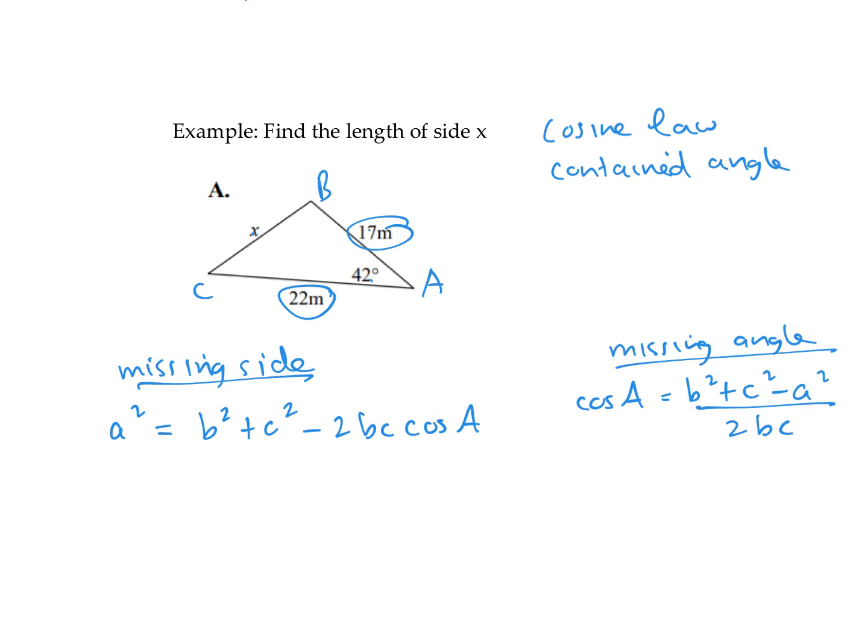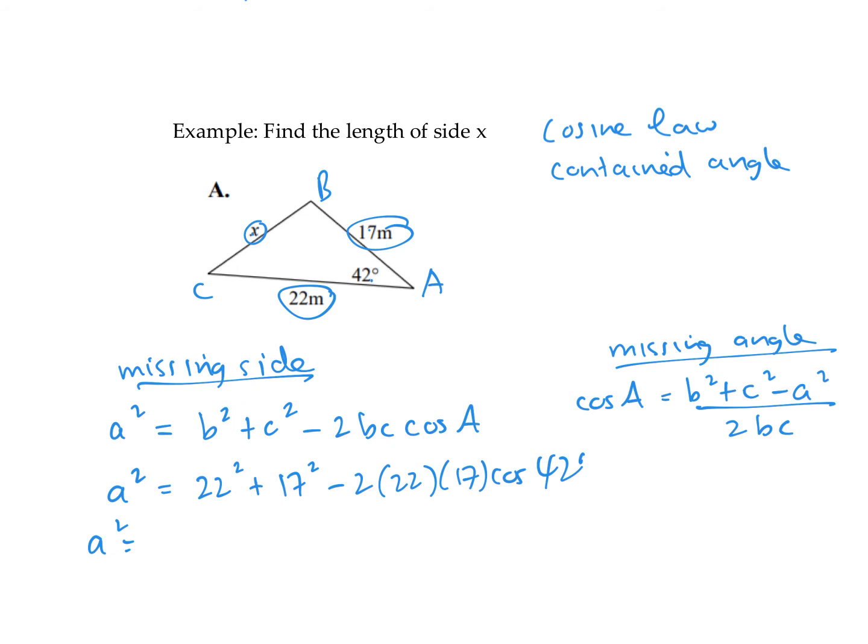So in this question, we're looking for a missing side A. This is across from angle A. So the other 2 sides, B is 22, across from angle B. C is 17, across from angle C. Then we've got 2 times 22 times 17, and then cosine of the angle given, angle A, which is 42. You can type it all into your calculator if you want, or you can do it separately.